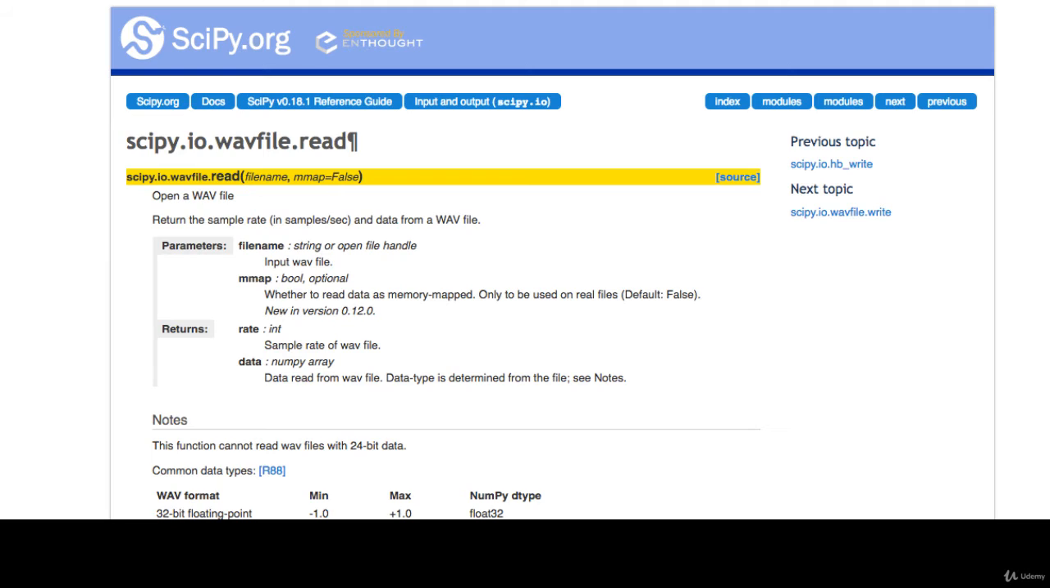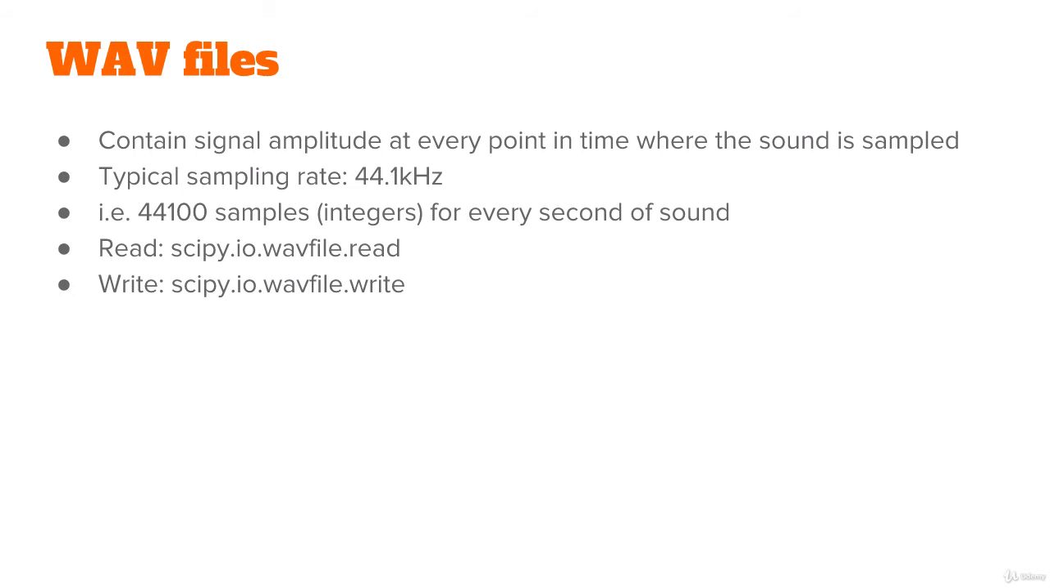In addition to images, another common source of physical data is audio. Audio is sound, and sound in its simplest format is stored as the wave file. These files contain the signal amplitude at every point in time of the sound, and a typical sampling rate is 44.1 kHz. So that means for every second of sound, you'll have 44,100 integers representing it. You can load in these files using scipy.io.wavfile.read, and you can write them using scipy.io.wavfile.write.